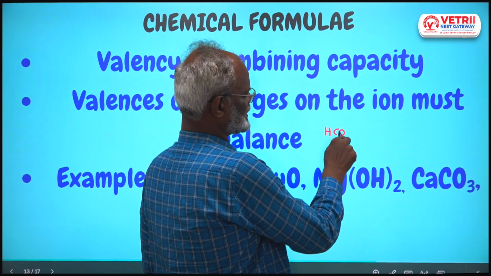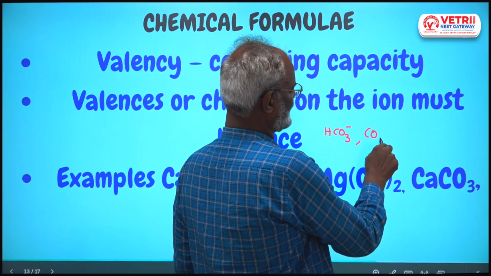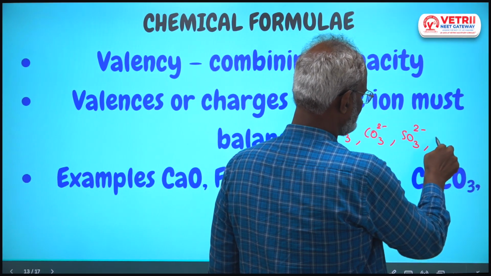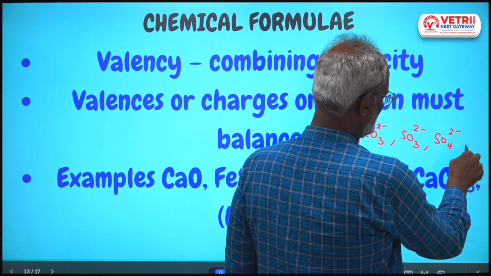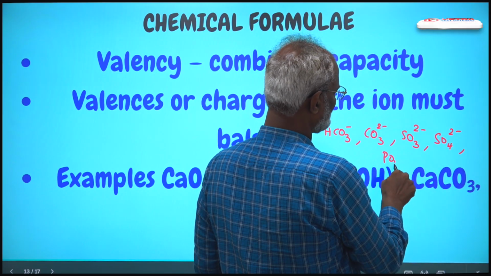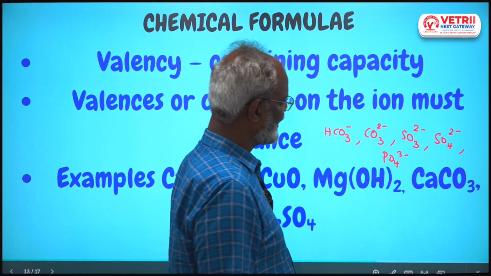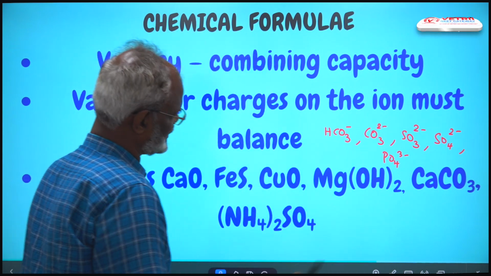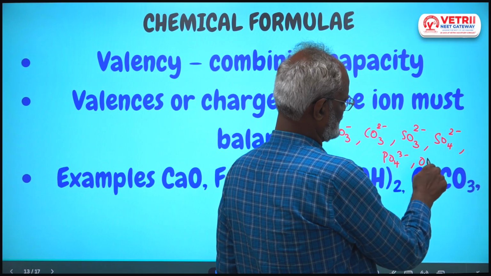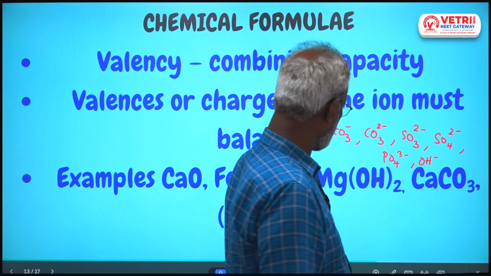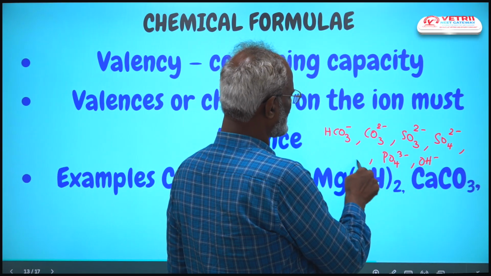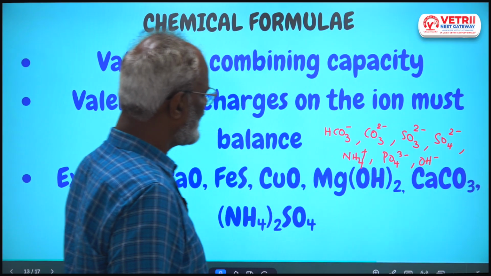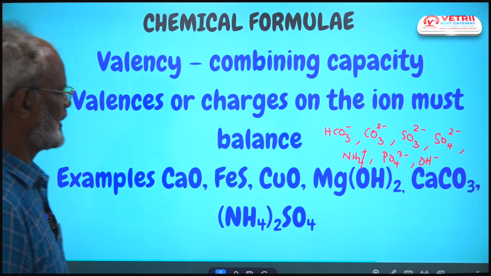HCO3 minus, CO3 2 minus, SO3 2 minus, sulfite ion, SO4 2 minus, sulfate ion, PO4 3 minus, phosphate ion, and so on. You will get used to this. Then we already saw OH minus, hydroxide ion. Then coming to the polyatomic cation, NH4 plus. So these are some of the examples for the polyatomic cations and anions, right?